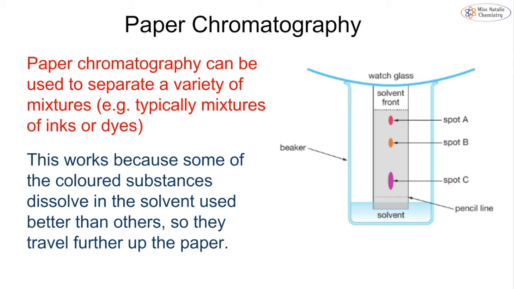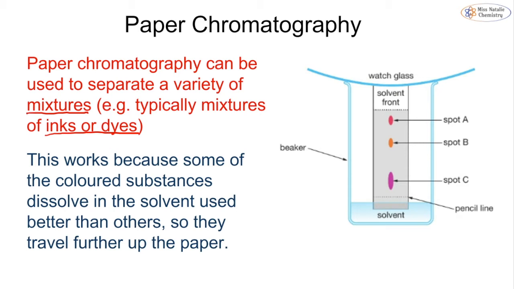Now, the last method that we need to know is called paper chromatography. And again, this is probably something that you've done at Key Stage 3, and most likely you will do this in your lessons with your teacher as well. So paper chromatography can be used to separate a variety of different mixtures, but the most common mixtures are inks and dyes, because they have colours and it's easy to see the separation.